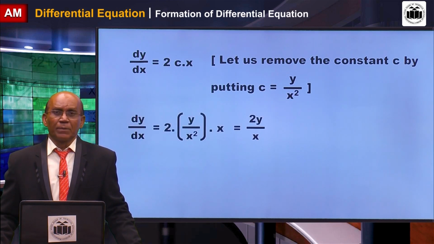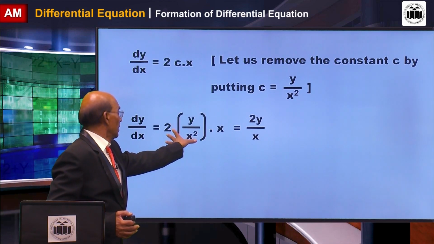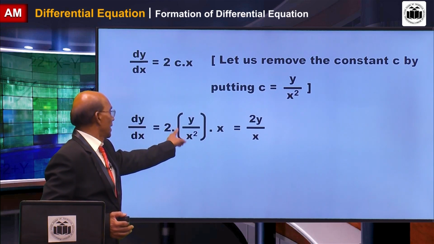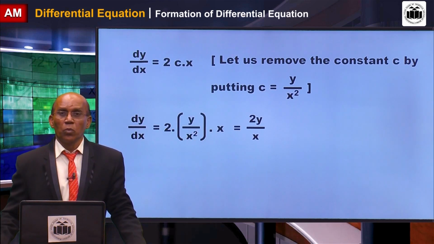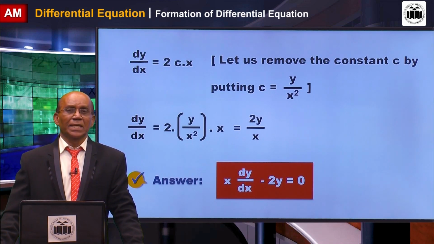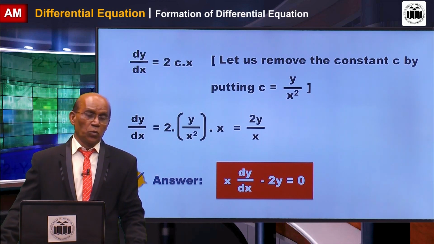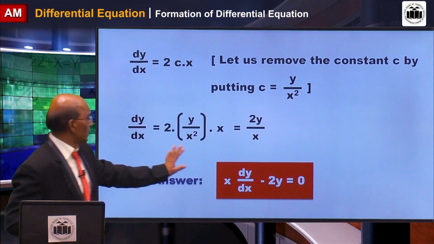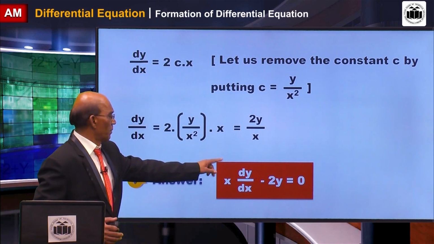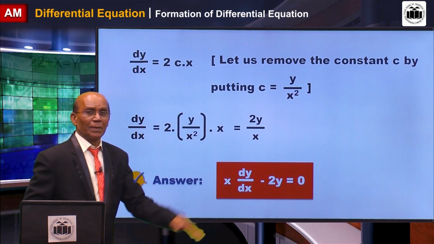dy by dx equals 2 into y by x square into x, and here the x gets cancelled, and then the term we get here is 2y by x. The answer is x dy by dx minus 2y equals 0. Now when we conclude, the answer is x dy by dx minus 2y equals 0, we can transfer this term to the left side.